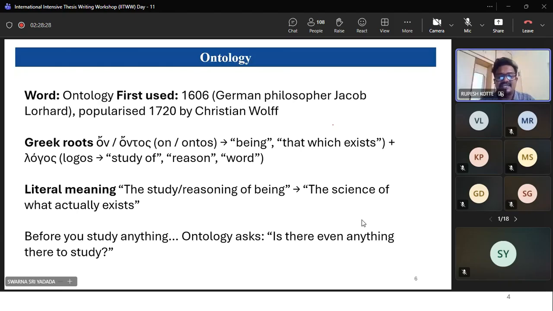So before we study anything, especially in our research, we should be looking through ontology and epistemology. Is there even anything there to study? Why am I doing this study? What is real about this study? Is there even anything there? Which means being. Is there anything there to study? Next slide, please.